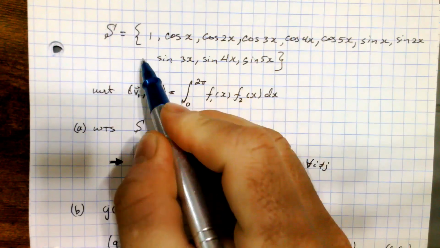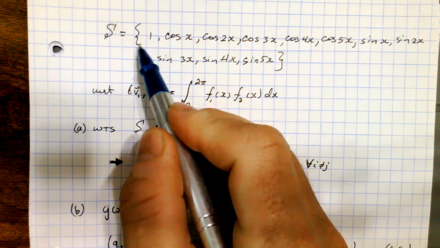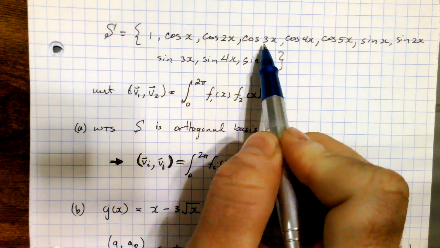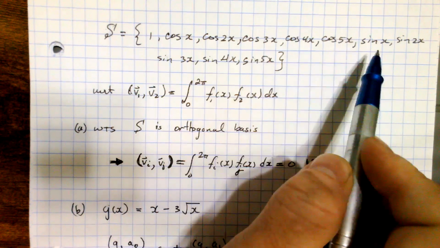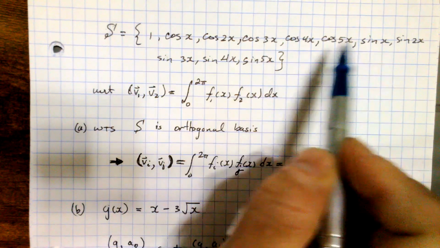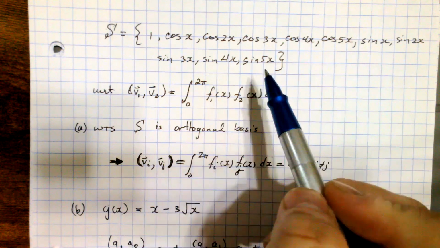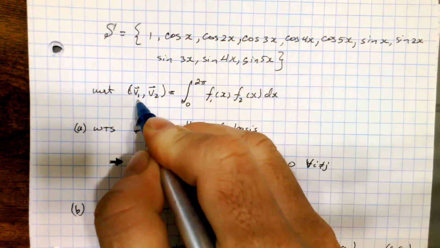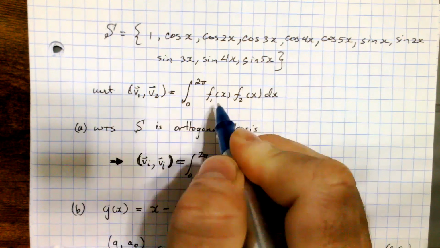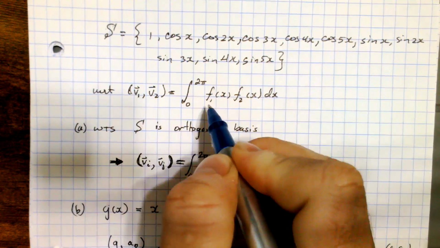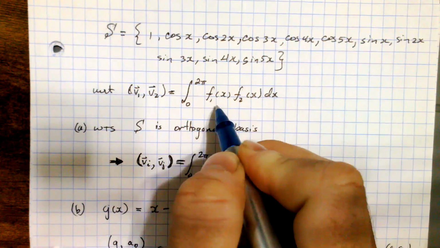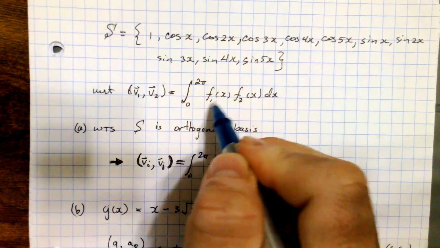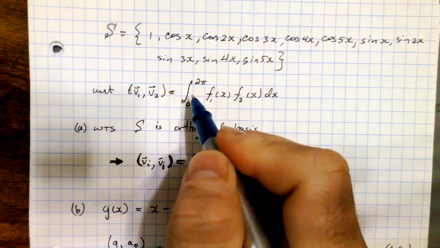In this example, we want to look at the set S equal to {1, cosine of x, cosine 2x, cosine 3x, cosine 4x, cosine 5x, sine of x, sine of 2x, sine of 3x, sine of 4x, and sine of 5x}, with respect to this norm, where the inner product of v1 and v2 is equal to the integral from 0 to 2 pi of the two functions being multiplied together. So it's that integral that is the norm for this set.